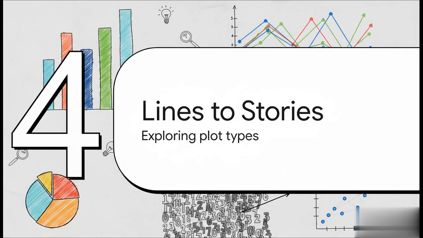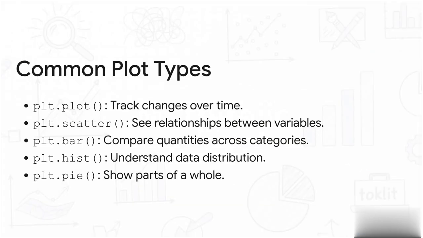But look, a simple plot like that is really just the beginning. Let's build on this, because Matplotlib has a whole gallery of different plot types, each one designed to tell a different kind of story. You can think of these as your different narrative tools. Got data over time? A line plot is perfect. Want to see if 2 things are related? A scatter plot is your best friend. Comparing different groups? Bar plot. Trying to see how your data is spread out? That's a histogram. Each type of plot is designed to answer a different kind of question.